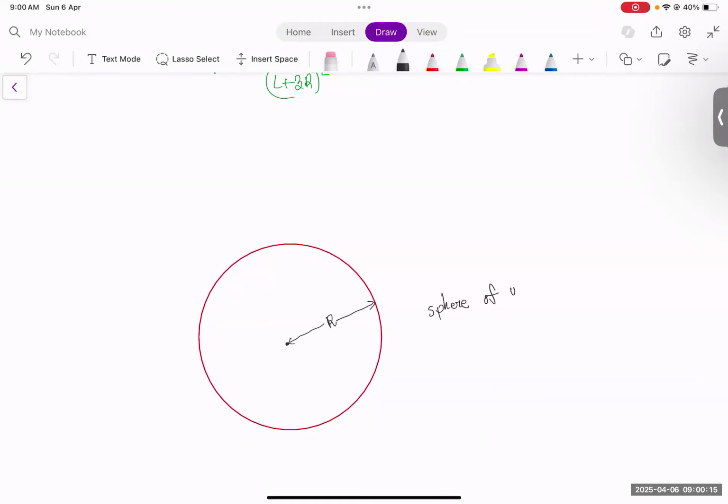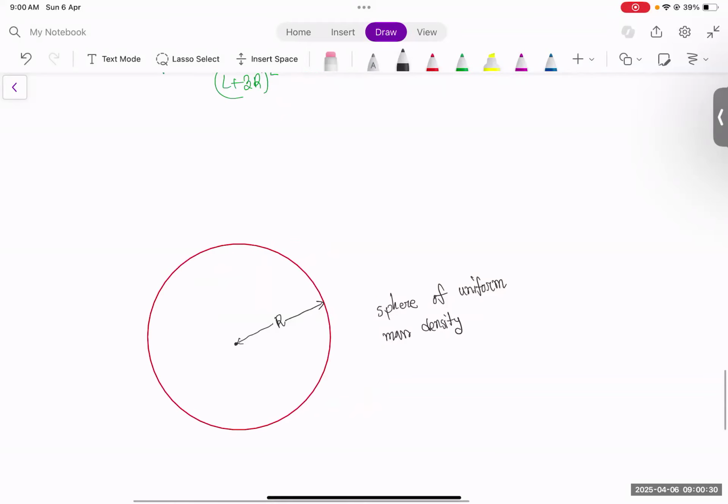So this is a sphere of uniform mass density. So the density is the same, constant density, and the radius is r. To start off, we want to find the force on an object of mass m at a distance r from the center. Oh, and by the way, the total mass of the sphere is M. We are going to find the force at a distance r from its center. So we want to find the force as a function of r. This will actually be a piecewise function.